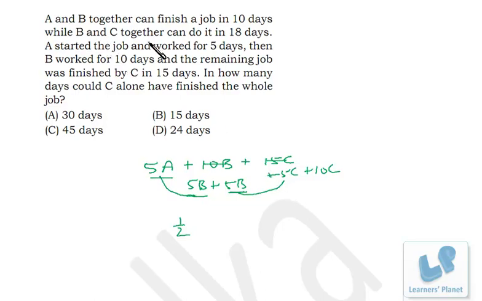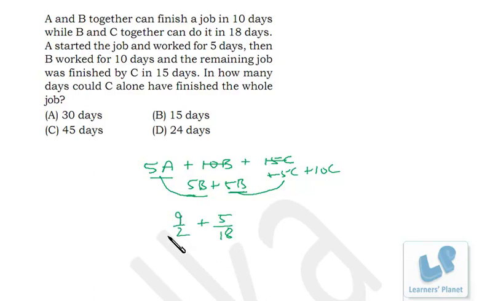Now what is happening? B plus C together are doing 1 upon 18th work per day, right? That means B plus C is 1 upon 18. That means 5B plus 5C is 5 by 18, right? So when B is working for 5 days and C is working for 5 days, they are able to do 5 by 18 of the work. Now this much work is done.